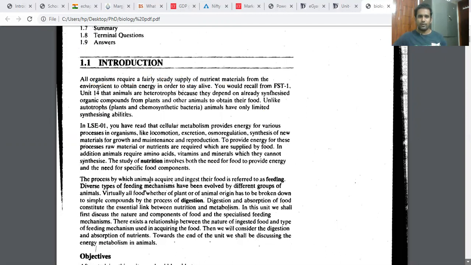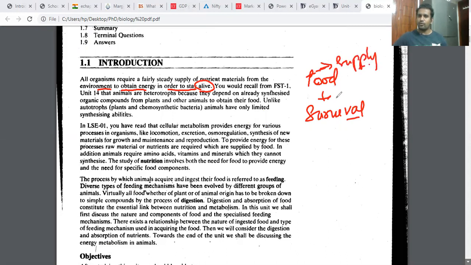From the environment, to obtain energy in order to stay alive. It is a very common thing. Why do we require food? The moment I say this, you all will answer, sir, it is for our survival. That is what I know and you also know. So food is very important, and we have to take it in a regular supply. Regular supply of food should be taken, which leads to our survival.